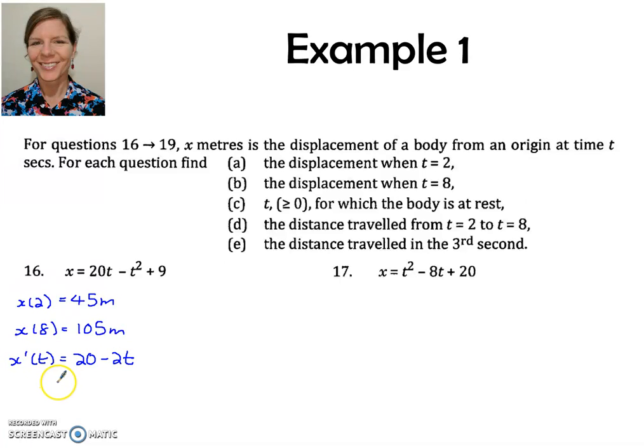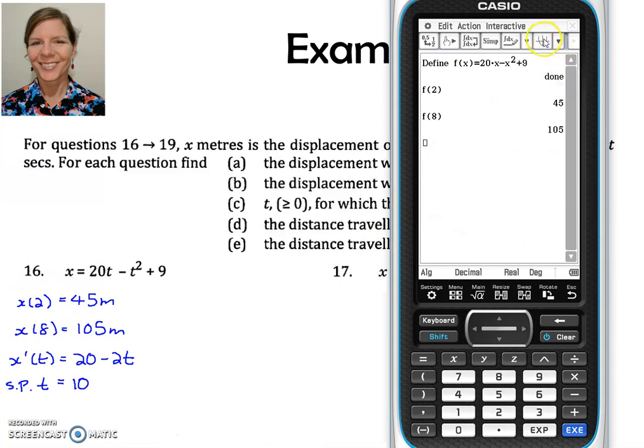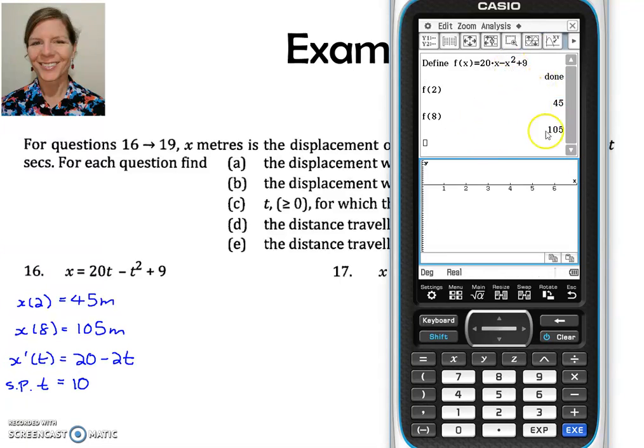Okay, and we want to know when is that stationary. Now clearly that's going to be when t equals, so stationary point when t equals 10. Alright, you could also have a look at this on here by saying, well, let's plug this in.